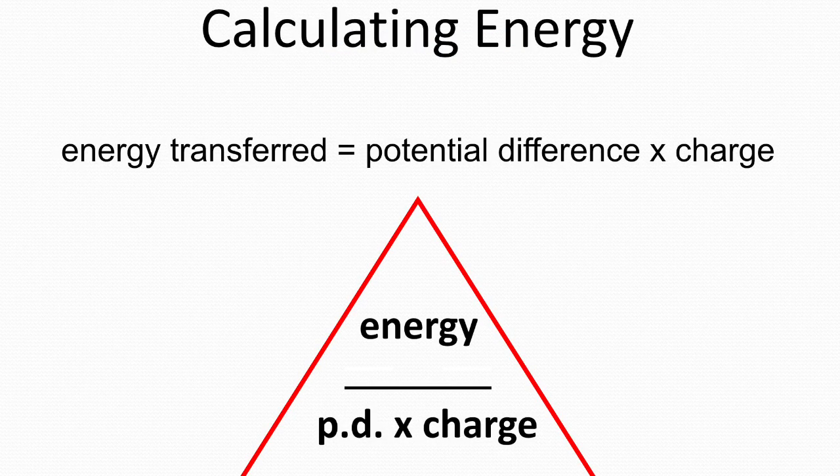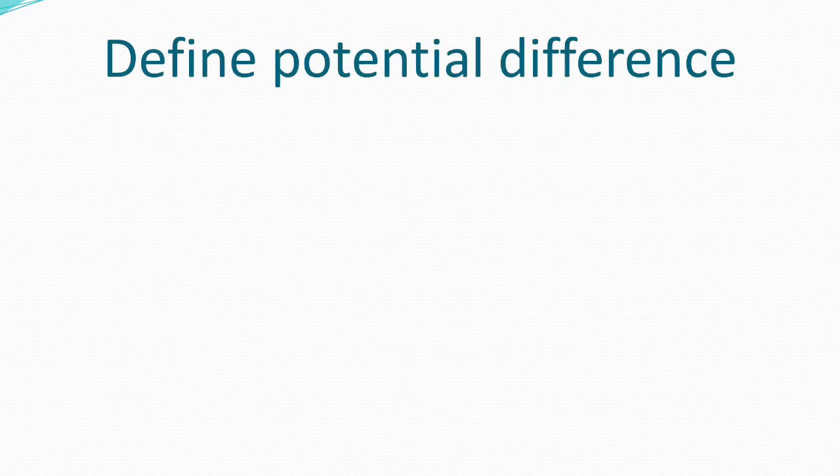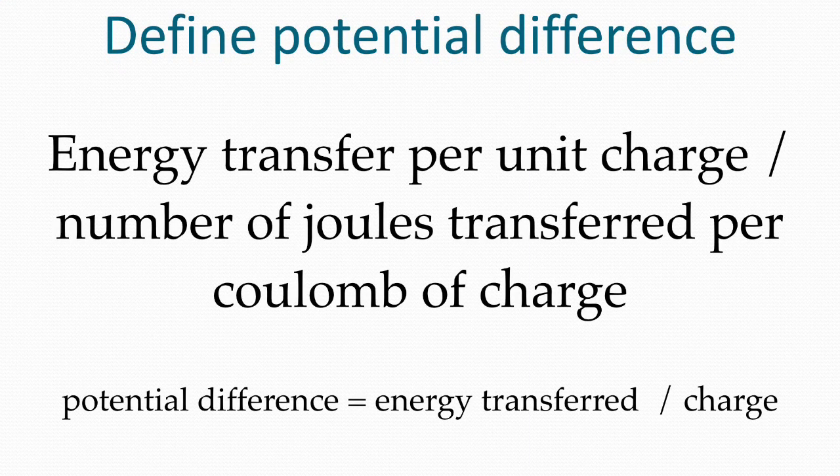If you need to rearrange the equation, you can use the equation triangle: energy over potential difference times charge. Now, can you remember the definition for potential difference? If you need to, pause the video for a second and see if you can remember. Potential difference is the energy transferred per unit charge. If you look back at your equation triangle, cover up potential difference, you'll see that potential difference equals energy transferred divided by charge, or energy transferred per unit charge.